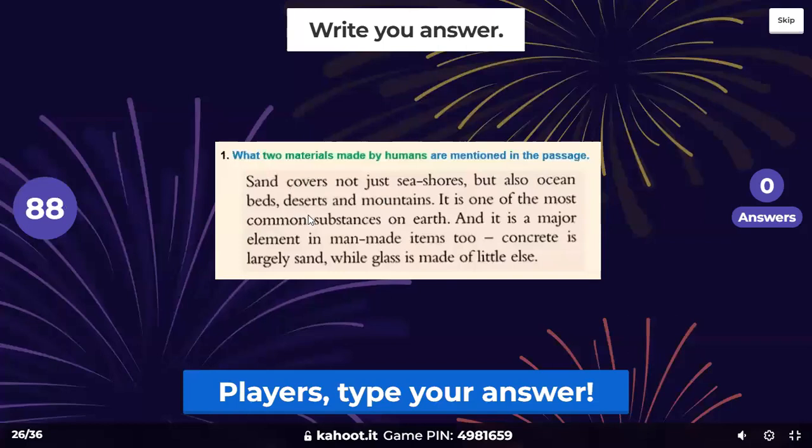Now this is the text. Now, what two materials made by humans are mentioned in the passage? I would like you to write your answer.